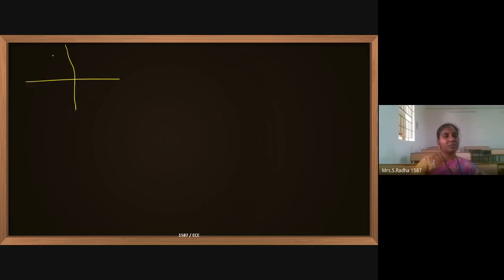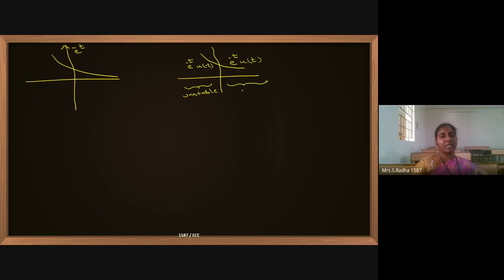A decreasing exponential looks something like this, simply e power minus t. On the left side it is e power minus t u of minus t, and on the right side e power minus t u of t. If you take the left side, it is unstable. If you take the right side, it is stable because the signal reaches 0. On the left side the signal goes towards infinity, some amplitude is there. So the left side is unstable and the right side is stable.